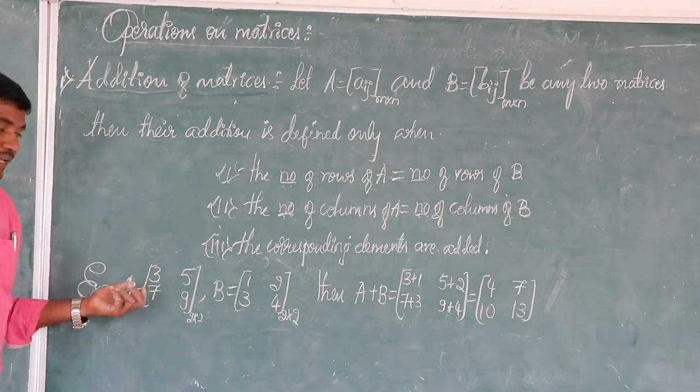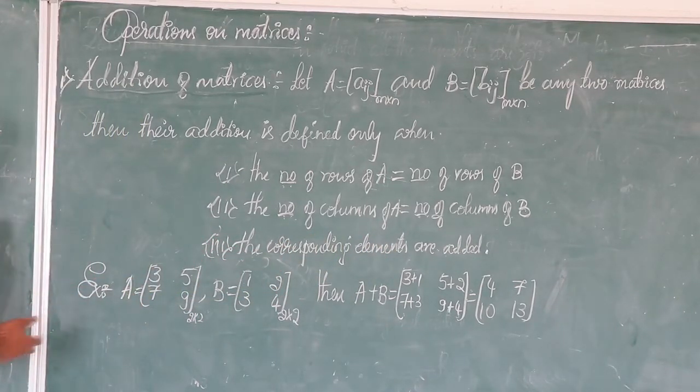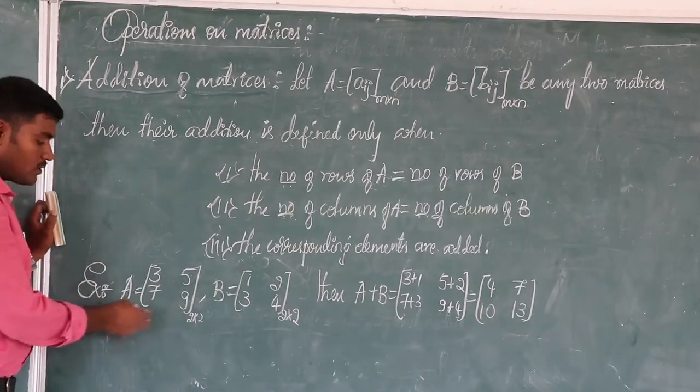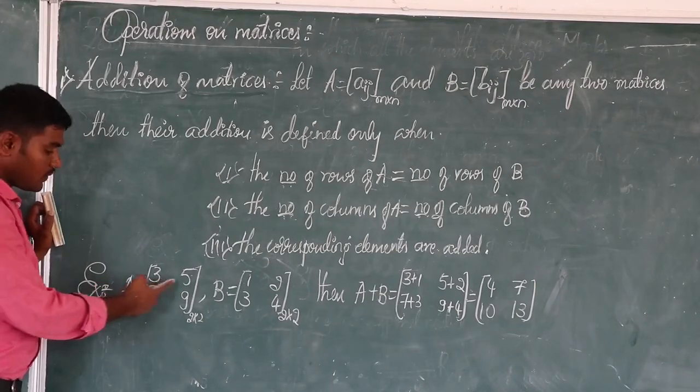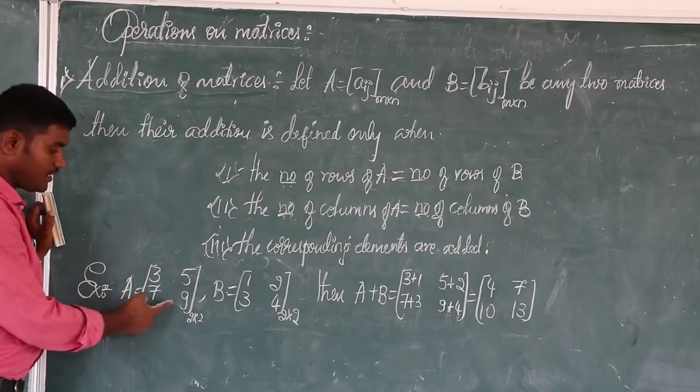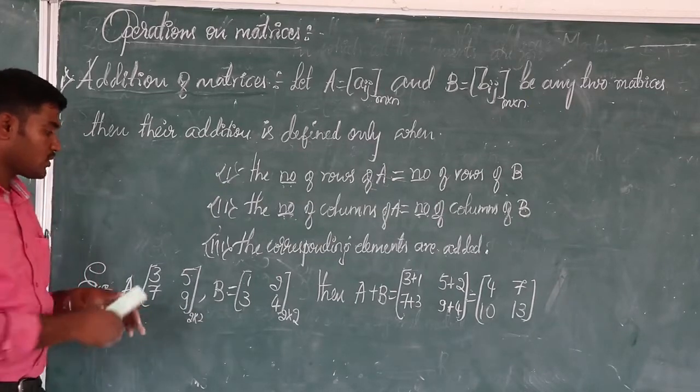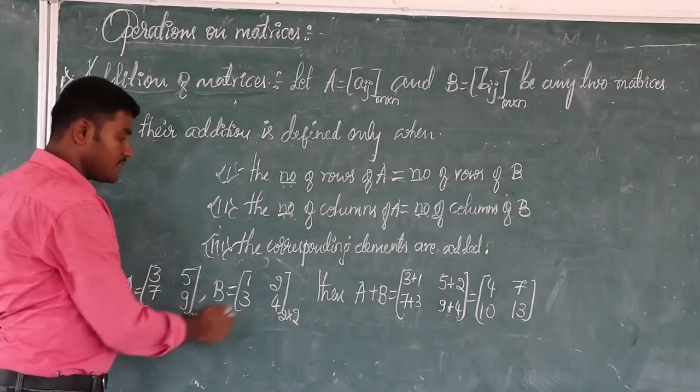Let's take an example. Here A is a matrix of order 2 by 2, with 2 rows and 2 columns. The first row elements are 3, 5, and the second row elements are 7, 9. Matrix B is also a 2 by 2 matrix, with first row elements 1, 2 and second row elements 3, 4.